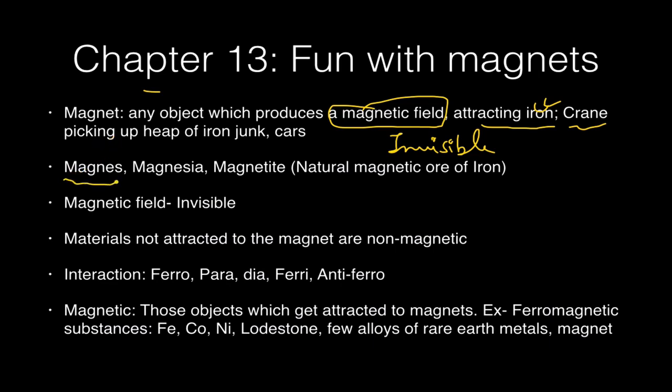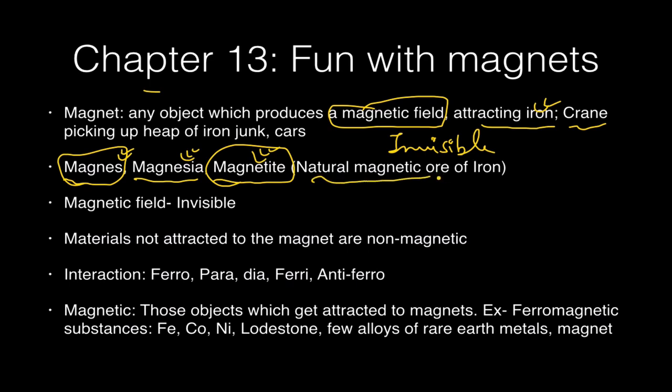So the story goes that Magnus was a shepherd, and when he was using his iron stick, it got stuck to a rock. That rock was made up of magnetite, and the place where it was discovered was Magnesia. It is somewhere in Greece or Mediterranean Europe. So these are the three reasons why the magnet is called a magnet.